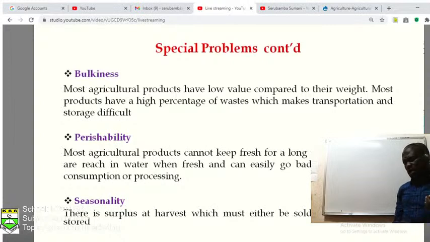You need to realize that if you are to avoid losses, you either process them or market them as fast as possible. Sometimes you may want to do that and you are unable.